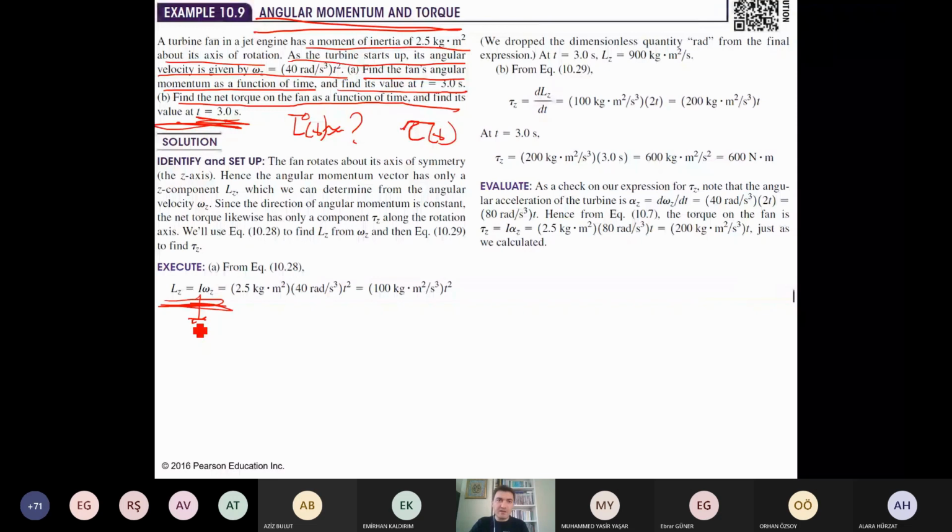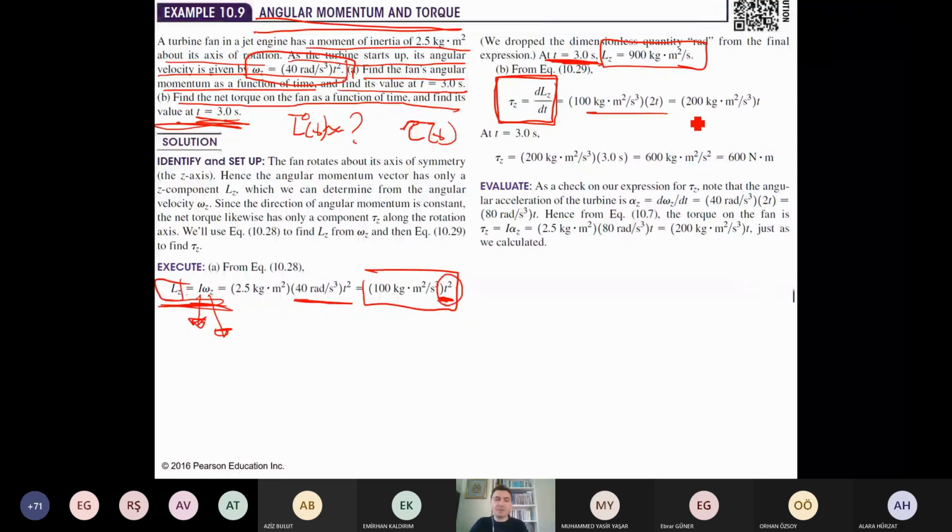In the second question, torque is asked, and torque is given with this relation, time derivative of angular momentum, right? So we have calculated angular momentum in terms of time. If you take time derivative of this expression, then you can get this expression here, okay? And if you put 3 seconds instead of time here, then you can calculate the torque when the time is 3 seconds. It is 600 Newton meter. Do you have any question here?